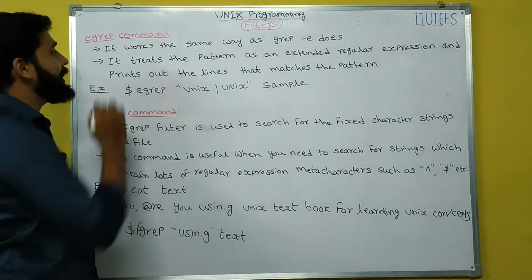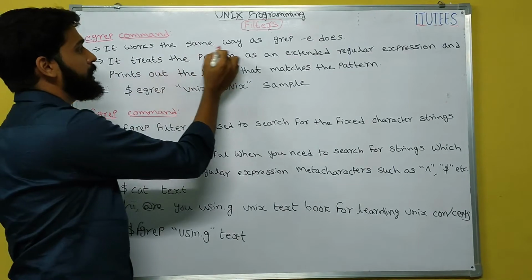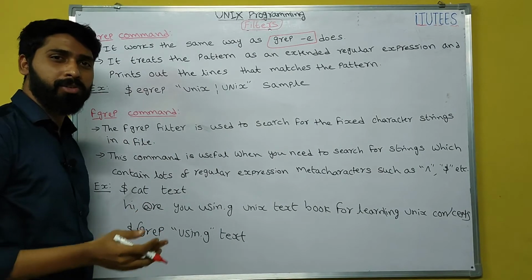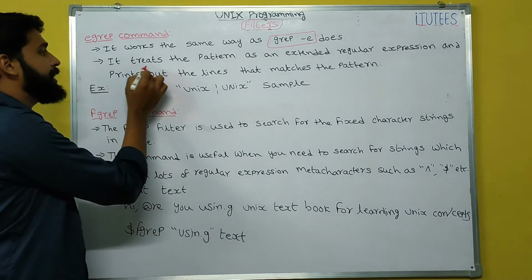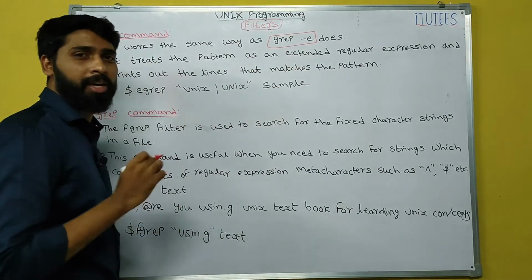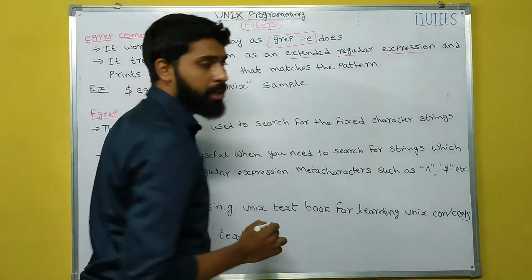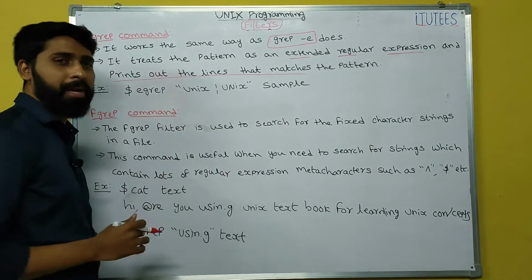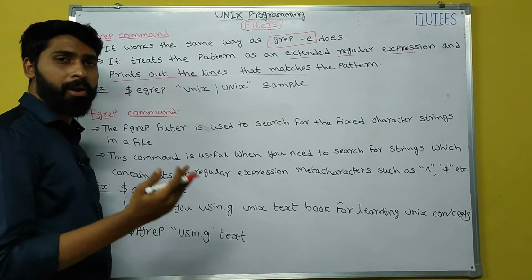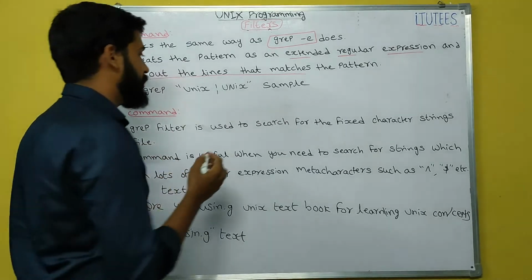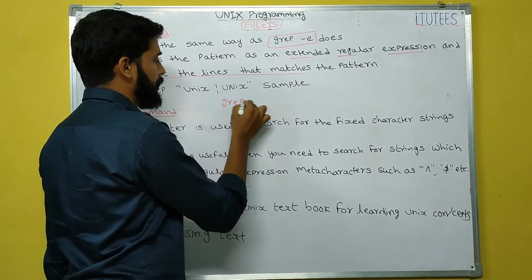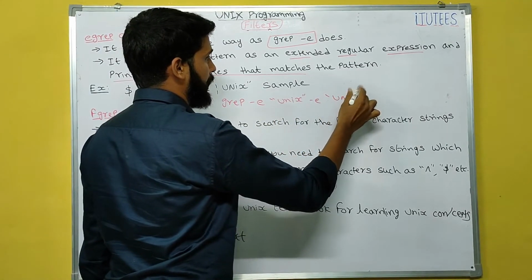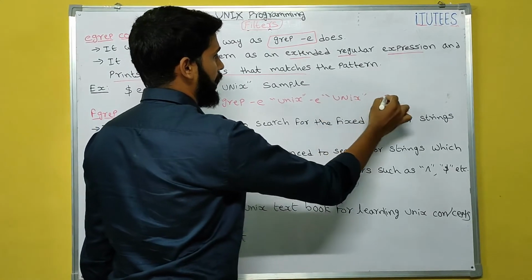So the next command is the egrep command. It works the same way as grep -e does. That means egrep is equal to the grep -e option. It treats the pattern as an extended regular expression, and prints out the lines that match the pattern. So that means when compared to grep, egrep has some more meta characters. In our previous example we saw grep -e Unix -e uNIX, and we give the sample file name.